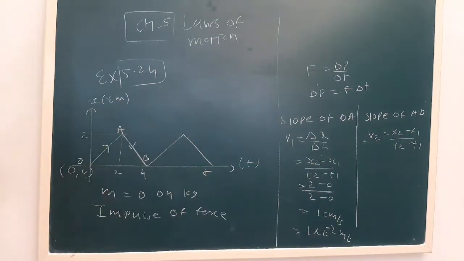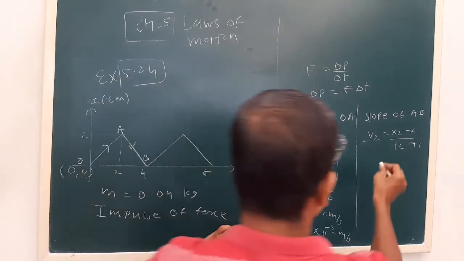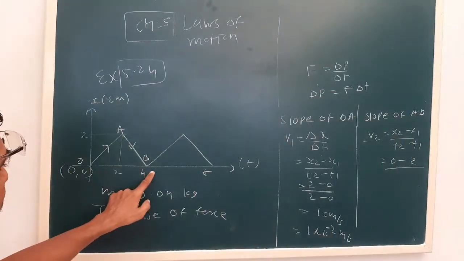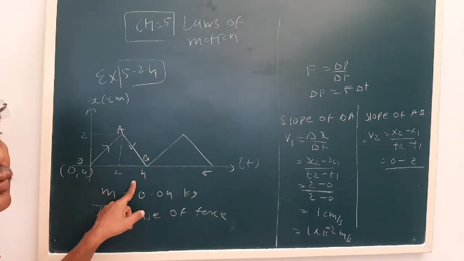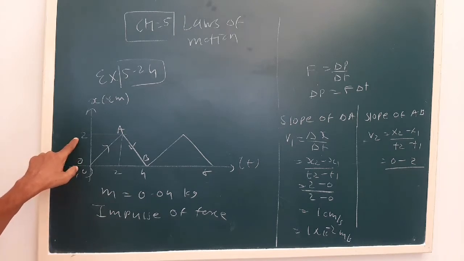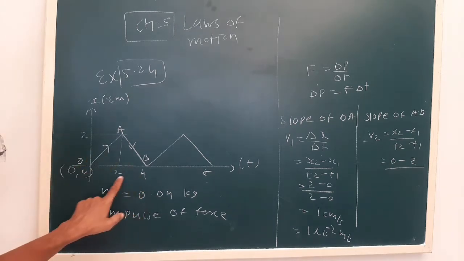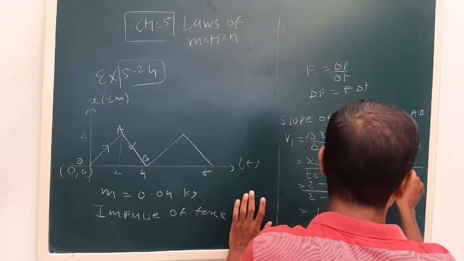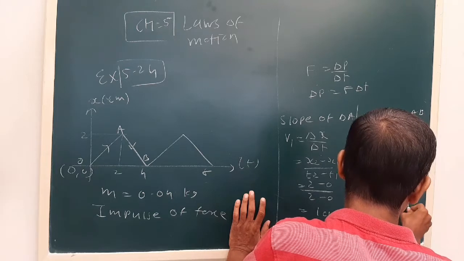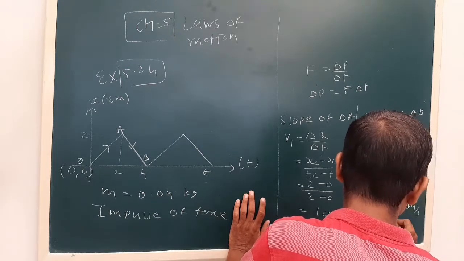Now see here the line is going downward, so the slope will be negative. So it will be 0 minus 2 upon, see here it will be 0. Do not confuse with the value 4 here, this is time. Here x is the displacement, that is, the coordinate is 0. Here this is final, this is initial. Here this is final time and this is initial time. That will be 4 minus 2, that will be minus 1 centimeter per second.